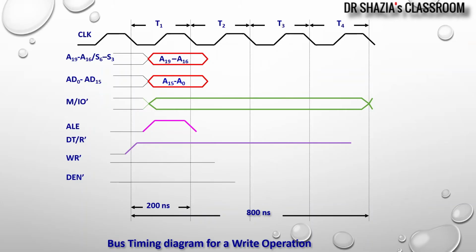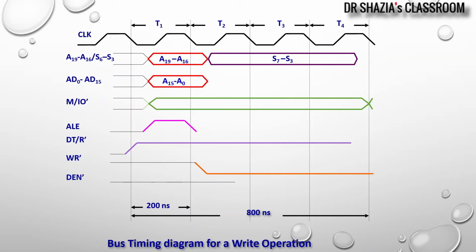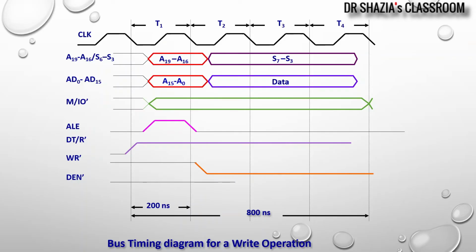This being your memory write or IO write operation, the processor is going to send the data, so it will be in your transmit mode. So DT/R bar should go high. In the second T state, first the status signal will be generated as explained during the read operation. Then W/R bar write operation will get activated, and as it is an active low signal, it will go low. Your ALE will be deactivated to latch the address. Also, at the end of the second T state, data will be made available by the processor, and the DEN bar or data enable signal will be made low.